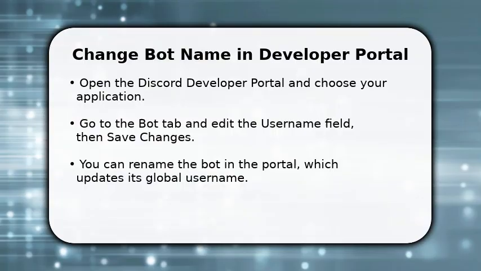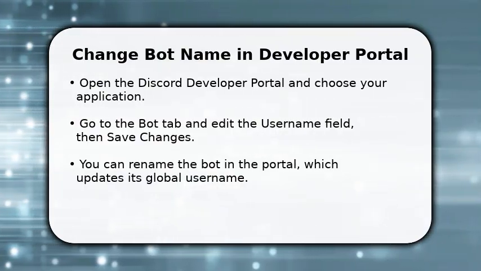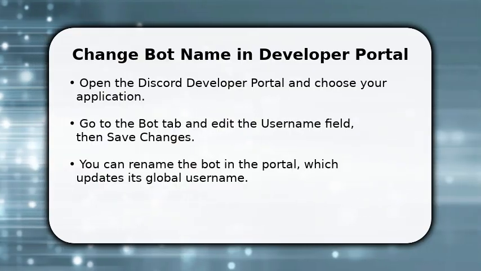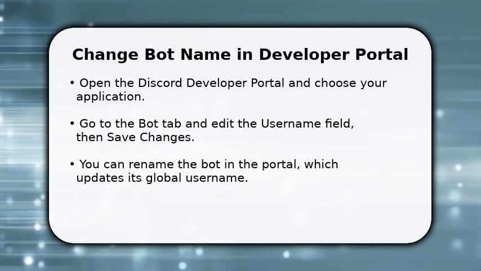Open the Discord developer portal and sign in with your account. Select the application that contains your bot. Click the Bot tab on the left to open bot settings. Find the username field and type the new name you want.